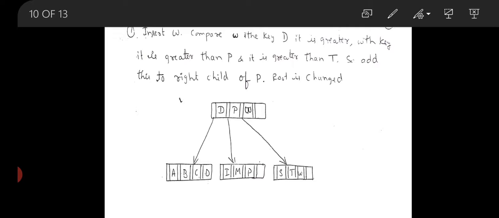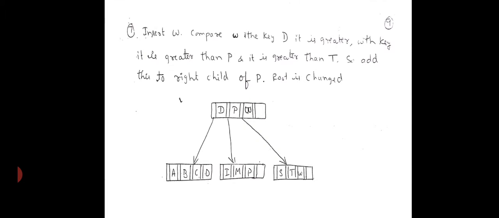Previously it had D, P and T. Now after inserting the W, W will be the highest key in this last node, so you need to promote that W.